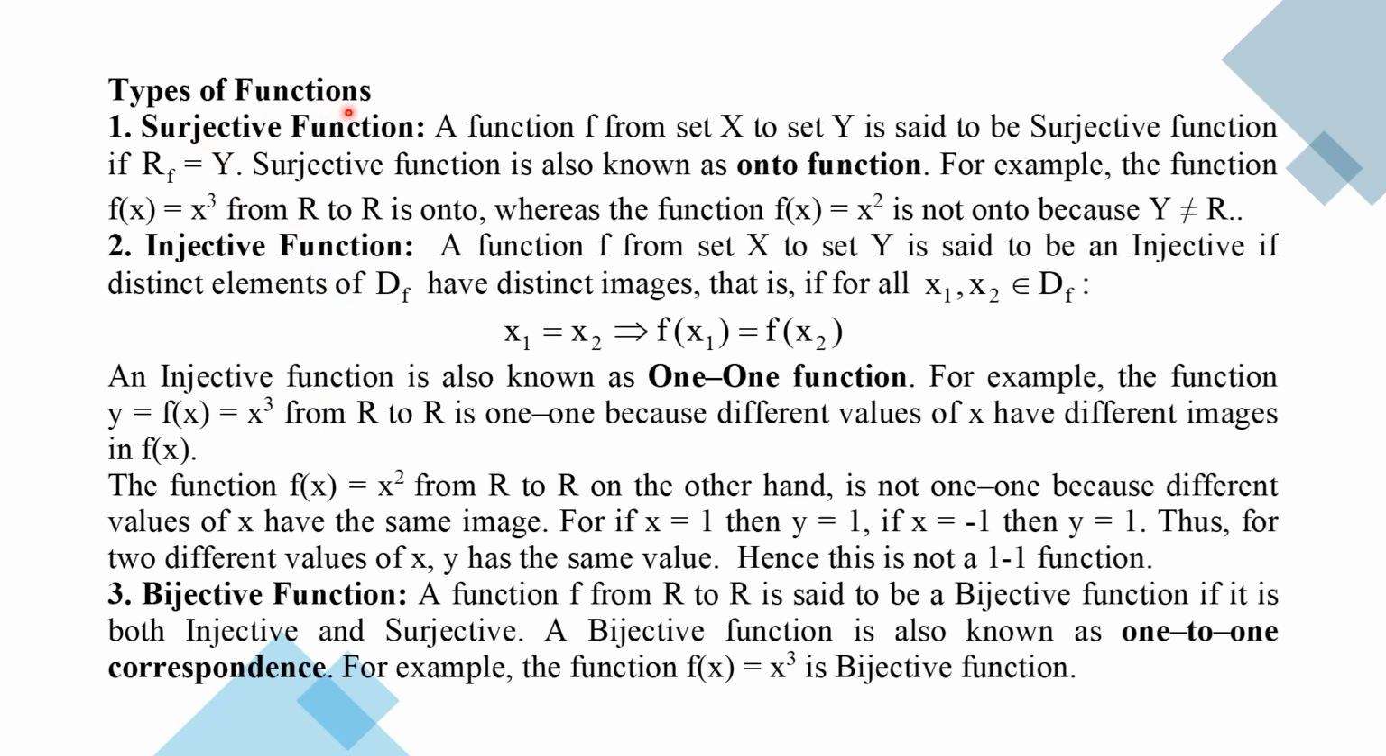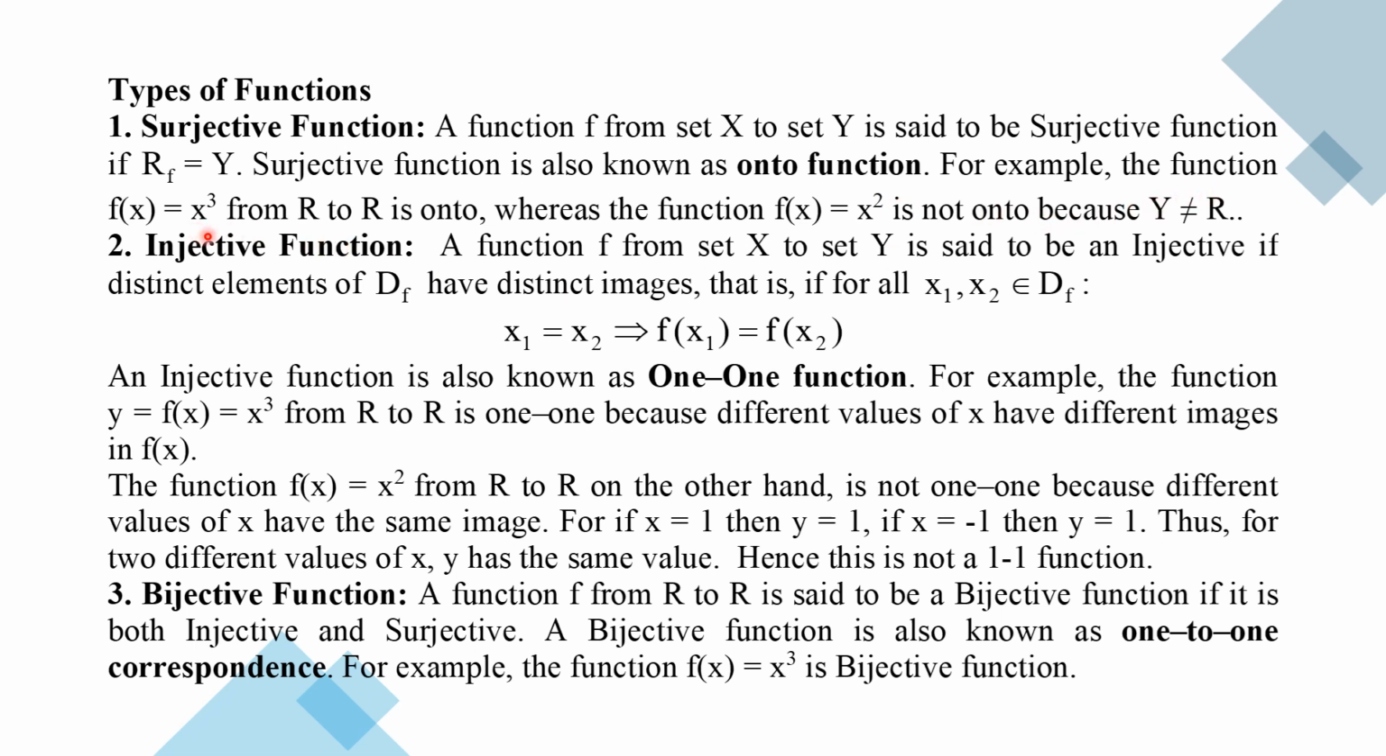So, types of functions: surjective functions, or onto functions. From X to Y, a function is said to be surjective if the range of f is Y, meaning the whole codomain is the range of the function, meaning every element of the codomain is an image of some element from the set X, or from the domain. Then this function is known as an onto function.